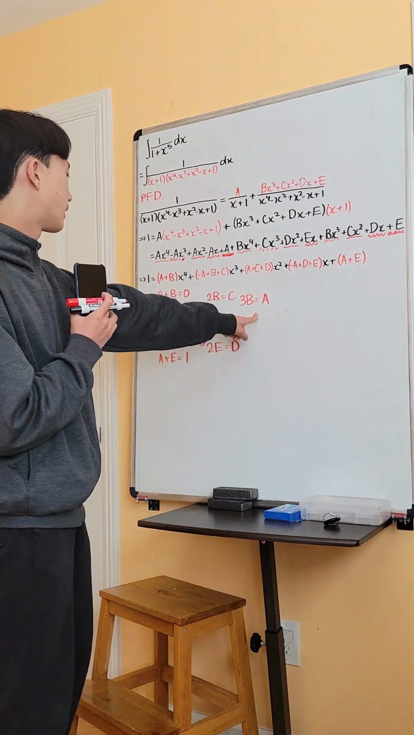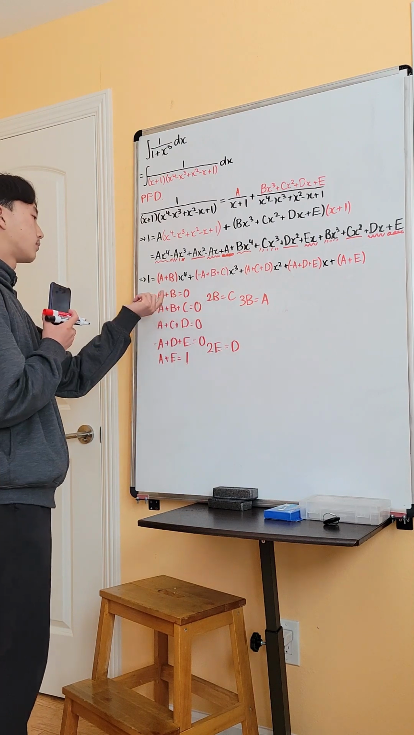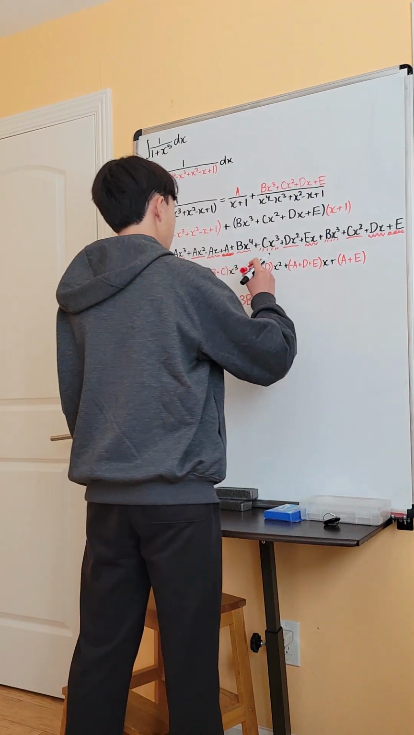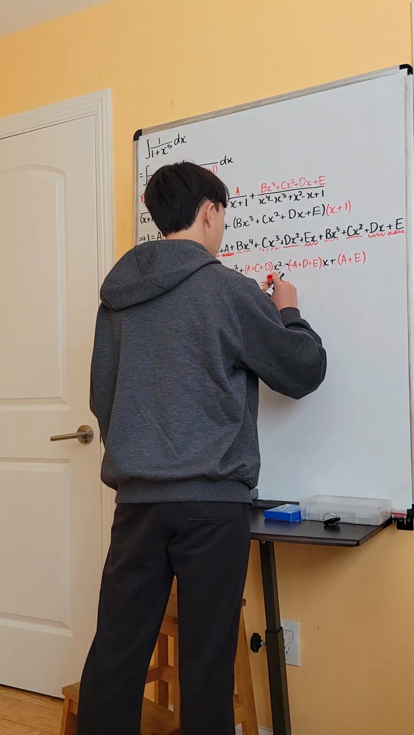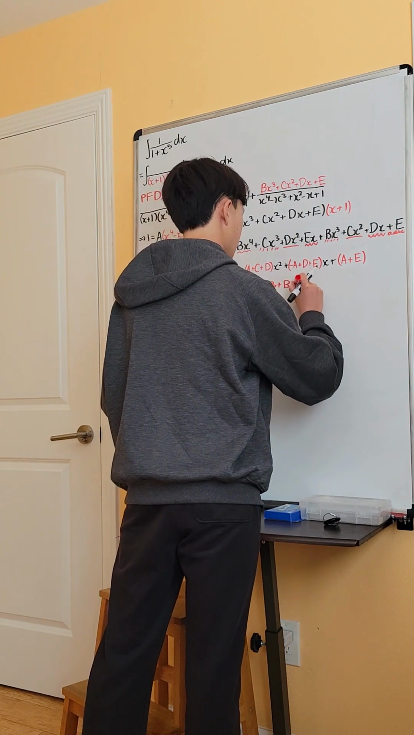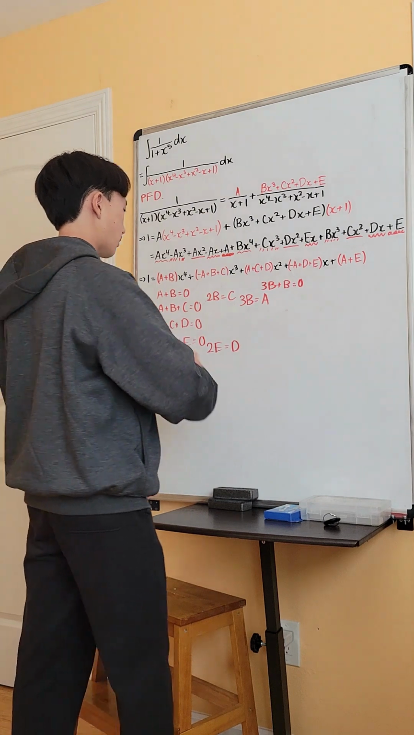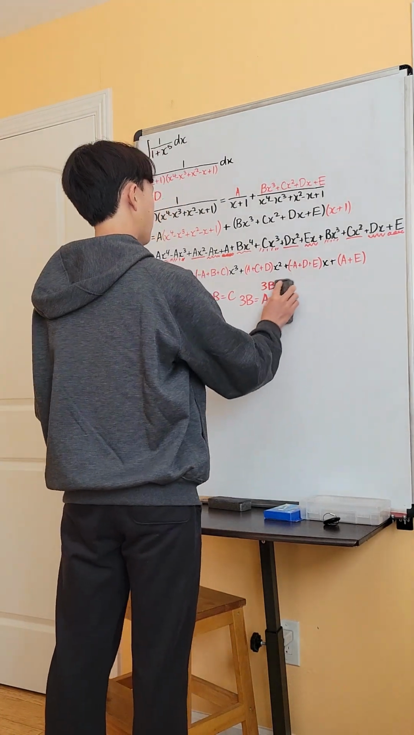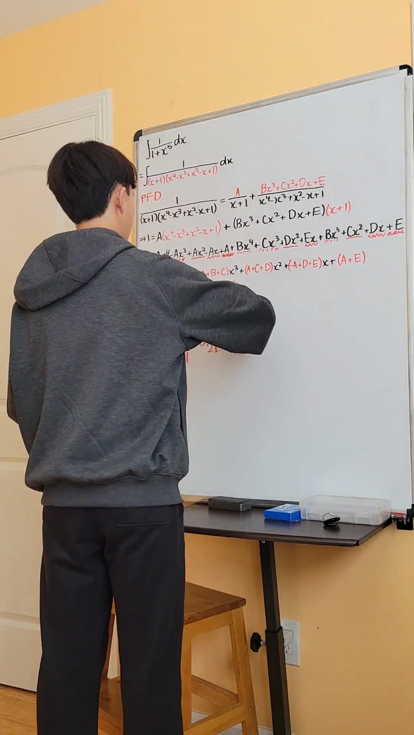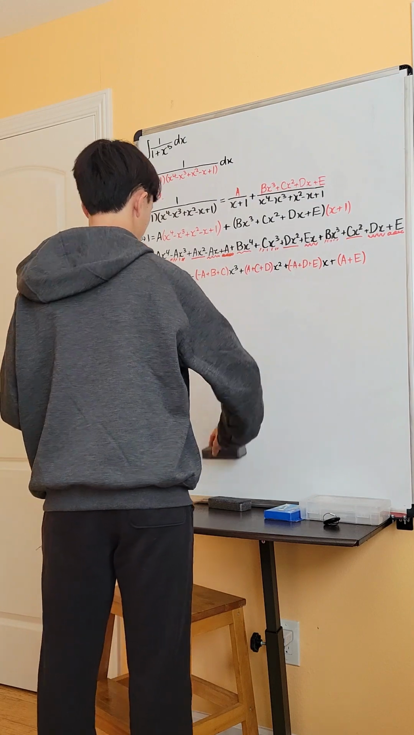Because of this property right here, we now plug 3b into here, so we get 3b plus b is equal to 0. I'm pretty sure I did something wrong. B is most certainly not equal to 0. So let's see what we can do.